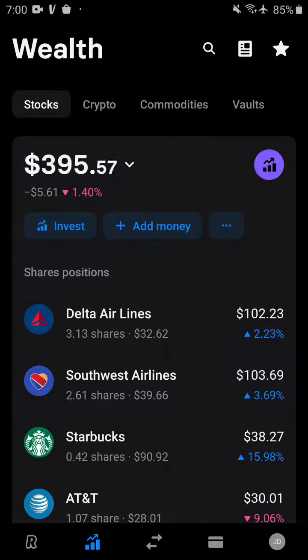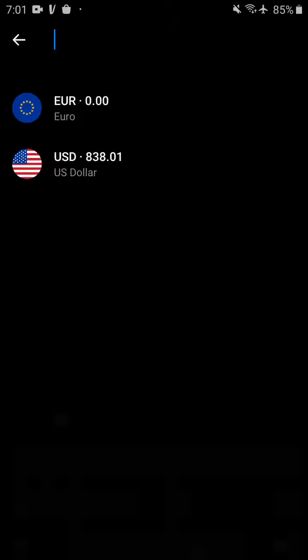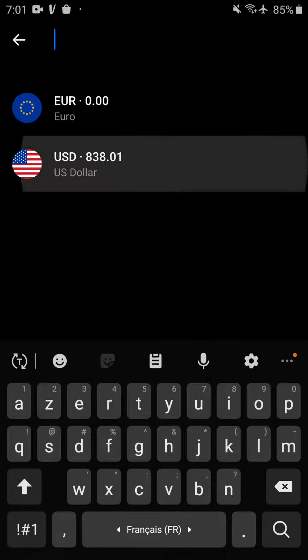So today, as promised, we are going to be buying shares of Coca-Cola stock. So let's go straight ahead and add some money to my investment account here on Revolut Trading. Let's add money. We would like to add $500. We'll put it in my dollar amount.